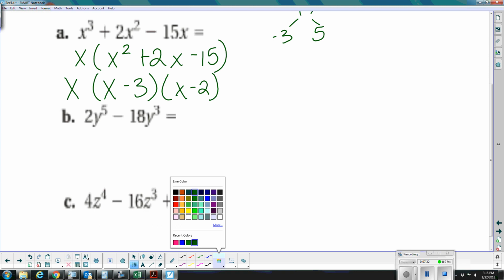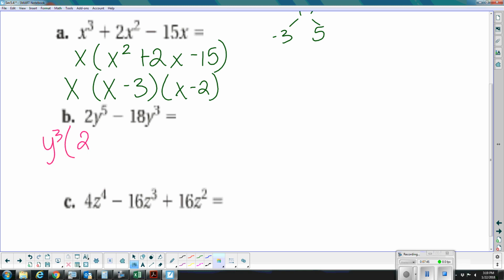Okay, and then the next one, let's just look at this. If you notice, you have a common monomial term, which in this case, y cubed is in both of these. So first factor that out. So y cubed, and you're left with 2y squared minus 18y.